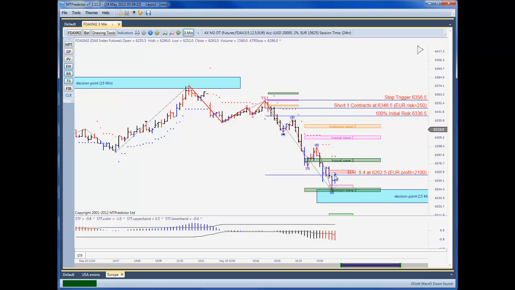So as you can see, this would have actually stopped you out at this particular point in time. So the end result of this was an extremely good trade, because it allowed you to turn an initial risk of 250 euros into a profit of just over 2,100 euros. In other words, a risk reward, or RR ratio as we like to call them, of 8.4. In other words, the profit was 8.4 times the initial risk.